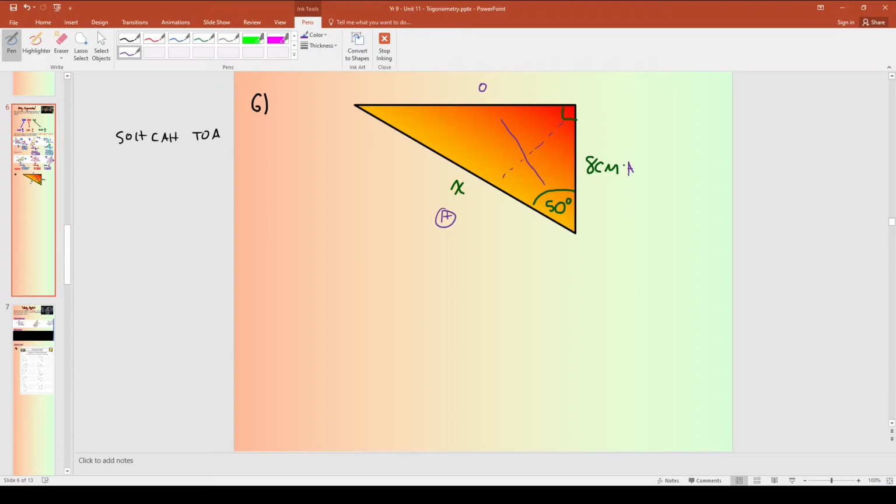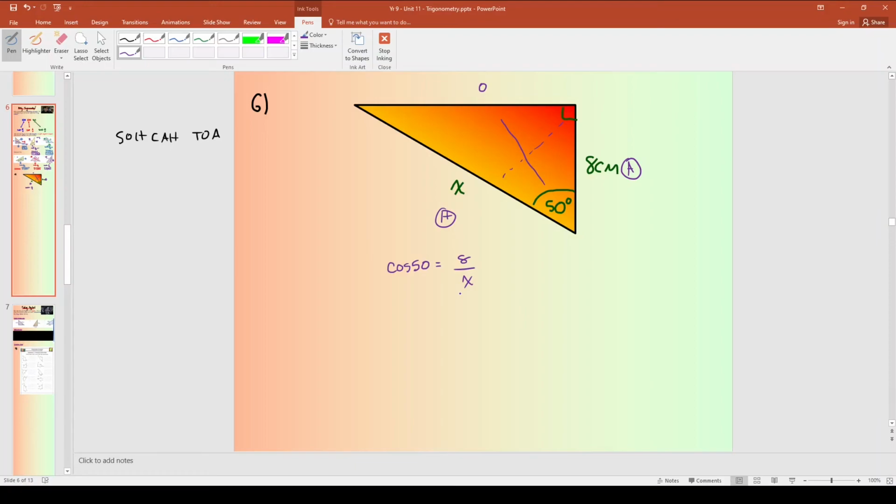So A and H have something next to them. Sound it out. SOHCAHTOA. What is it? Yeah, it's cos, because it's KA, isn't it? So you write down this. You write cos 50 equals, and it's A, which is 8, over x, because that's what h was.